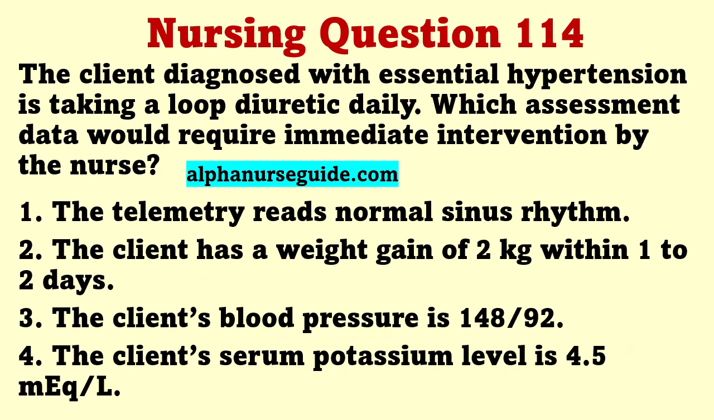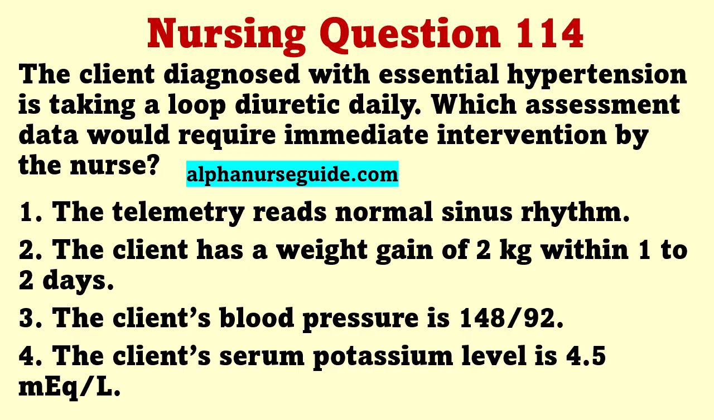The client diagnosed with essential hypertension is taking a loop diuretic daily. Which assessment data would require immediate intervention by the nurse? 1. The telemetry reads normal sinus rhythm. 2. The client has a weight gain of 2 kilograms within 1 to 2 days. 3. The client's blood pressure is 148/92. 4. The client's serum potassium level is 4.5 milliequivalents per liter.